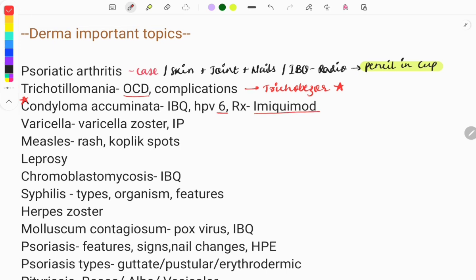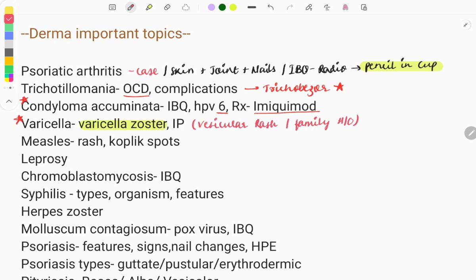Then moving on to varicella, also called chickenpox, also a very important topic. Questions are asked on the causative agent, which is varicella zoster, and questions are also asked on the incubation period. Then questions can also be asked as a clinical case, like they will give a vesicular rash and family history, and ask you to make the diagnosis.